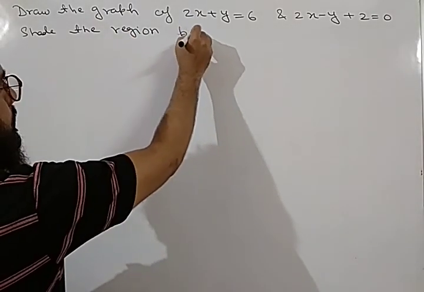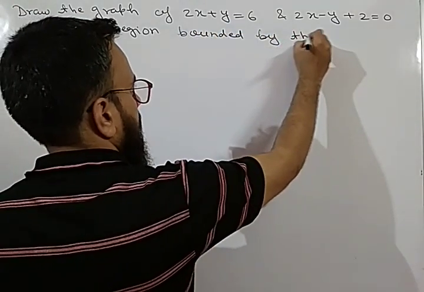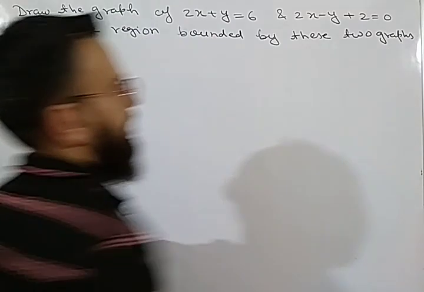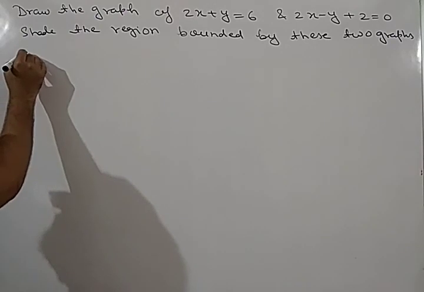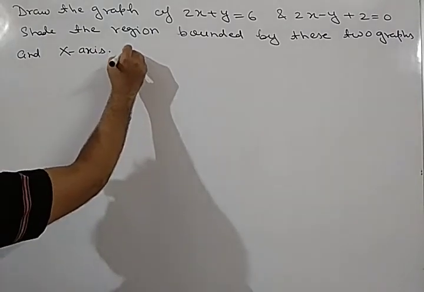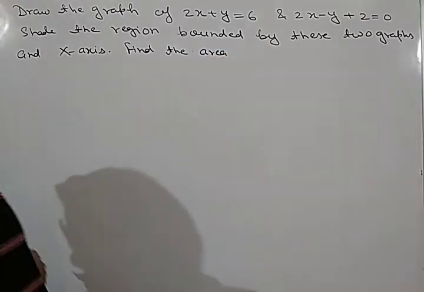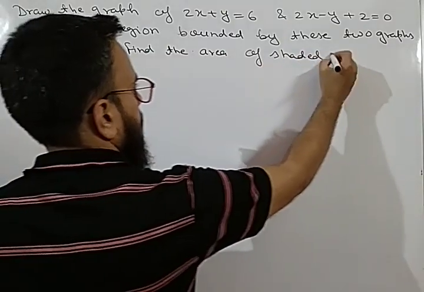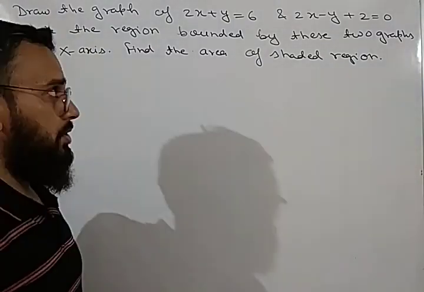bounded by these two graphs. Shade the region bounded by these two graphs and the x-axis, and find the area of the shaded region. Okay, so this is our question.